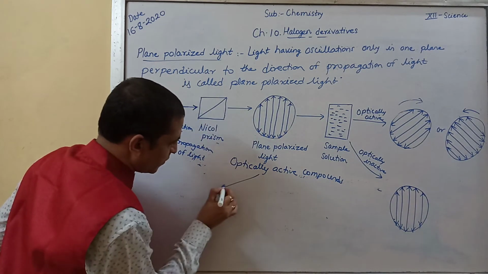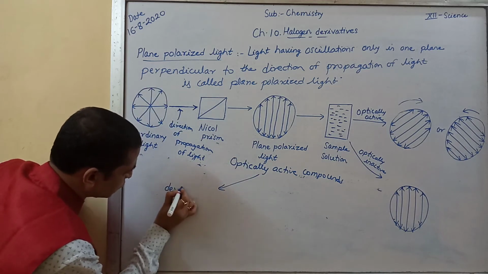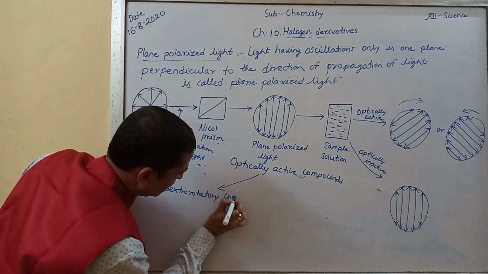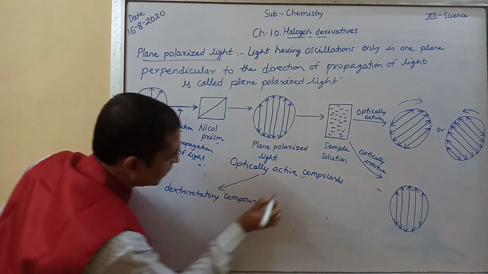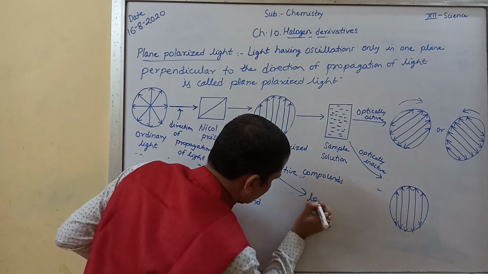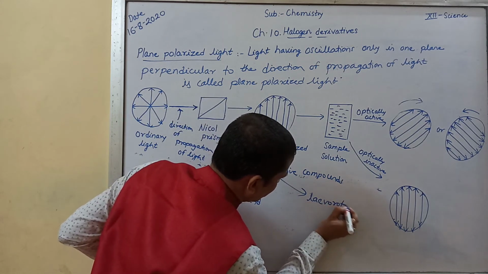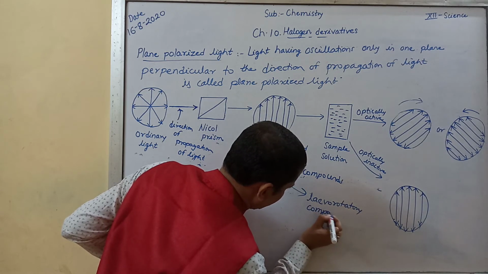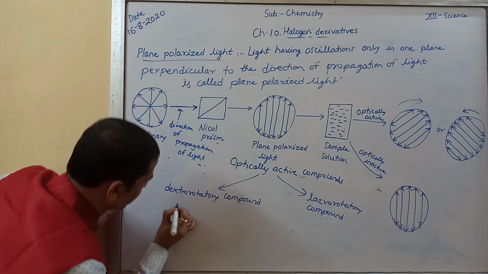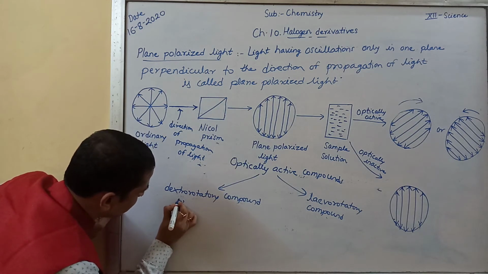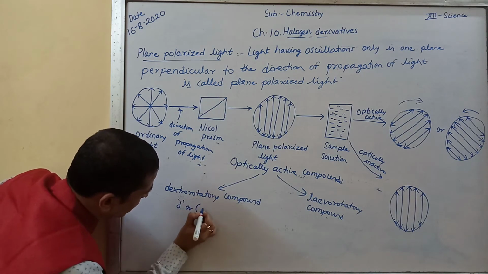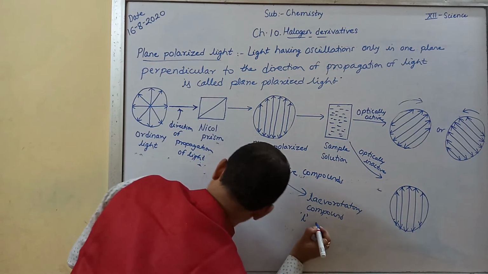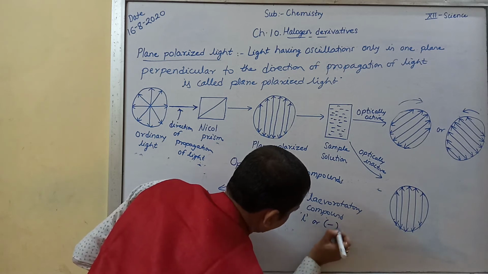Optically active compounds are of two types. First one is dextrorotatory compound. This is levorotatory compound. Remember, dextrorotatory compounds are represented as D or plus sign, but levorotatory compounds are shown by small letter L or by minus sign.